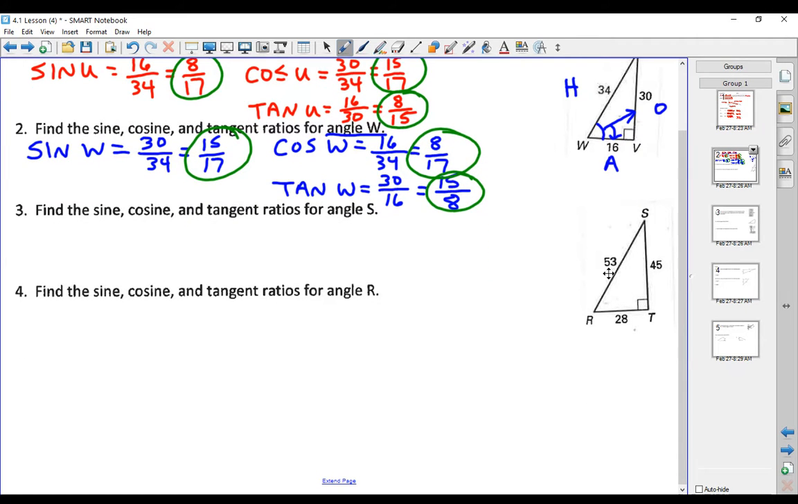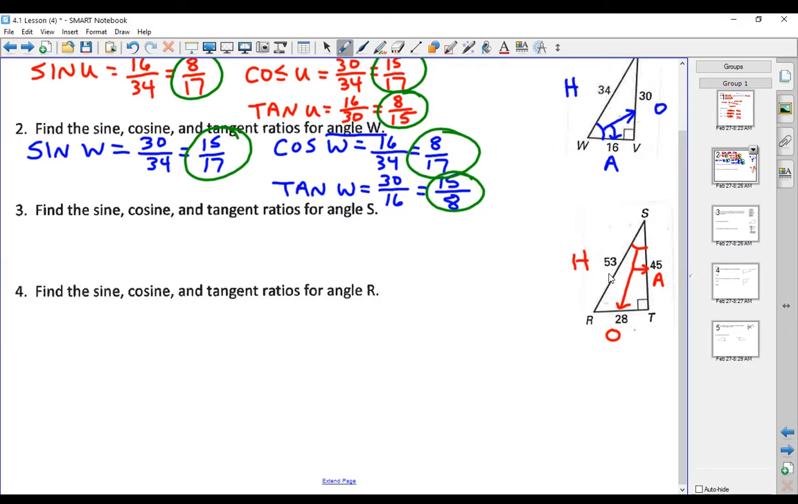Find the sine, cosine, and tangent ratios for angle S. Angle S is this angle. And if we look and find the hypotenuse, remember the hypotenuse is always across from the right angle. So that's going to be the hypotenuse. And let's look at our angle as an eyeball. It's looking at this side of the triangle, so that's the opposite side. And the other side that's left over, right beside the angle, is the adjacent side.